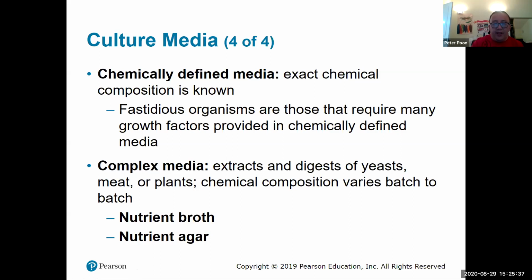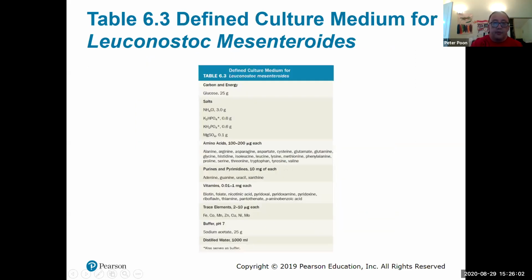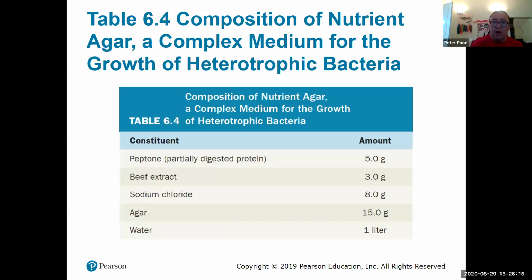We usually grow things in either nutrient broth, which is like a soup-like thing, or nutrient agar. Nutrient broth plus agar is nutrient agar. It's a thick, solid, yellowish thing. This is not a chemically defined culture media. This is a complex media.